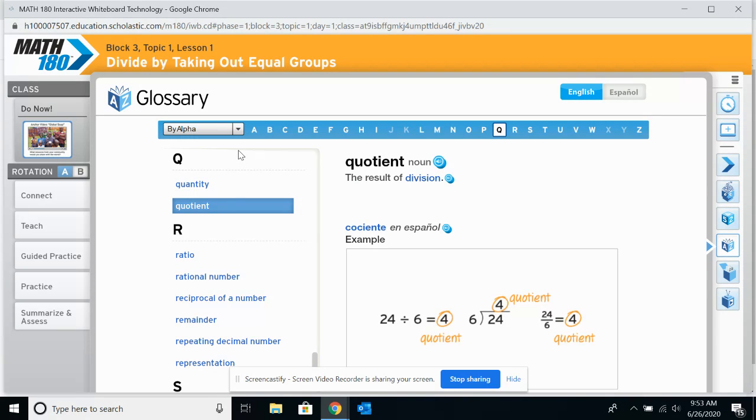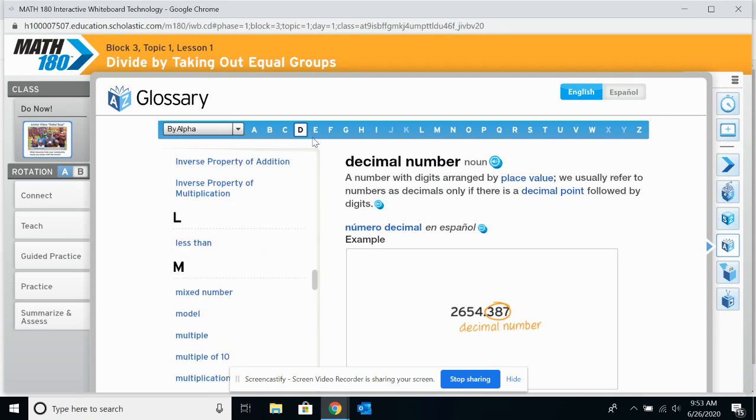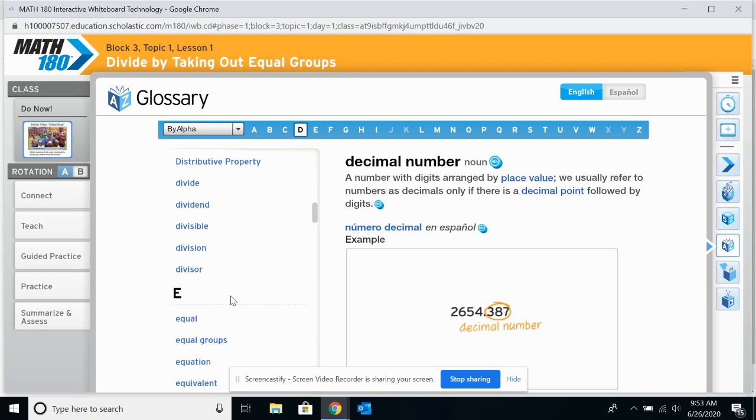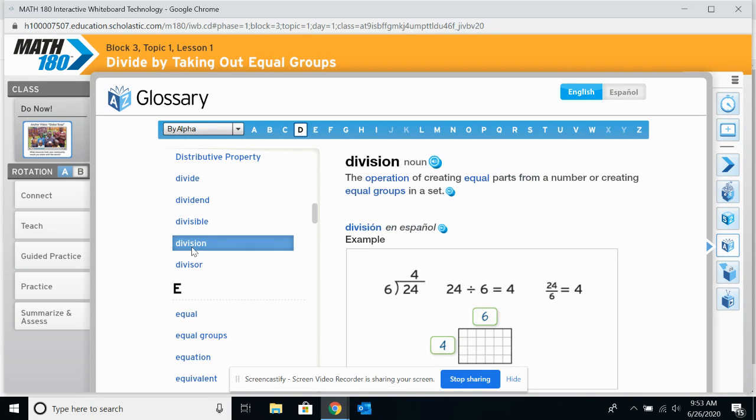I know that the first word is quotient, so let's go to the second word, which is division. We'll start with division and then we'll go back to quotient. Okay, so division. Here is the definition: the operation of creating equal parts from a number or creating equal groups in a set. Again, the operation of creating equal groups from a number or creating equal groups in a set. So if you'd like to, please pause this video. You can copy that and we can move on.